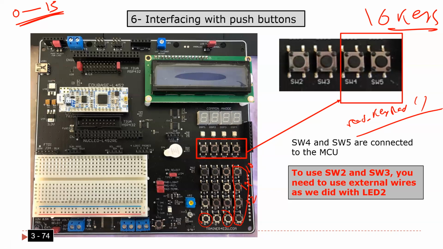This function is called read keypad. I'm going to explain in detail how it works, but this function is going to return a number from 0 to 15. Once you call it, it's going to wait until the user presses a key. Once you press a key, the function is going to return with a key number.